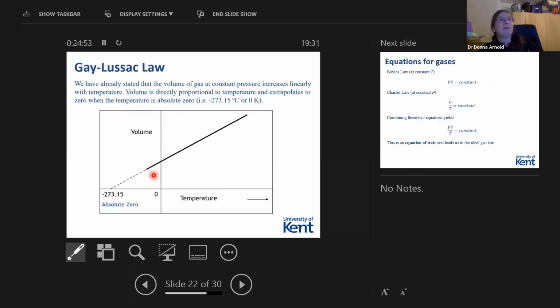So we can see here, we've already stated that a volume of gas, if we have constant pressure, will increase linearly. We showed that. So we know that volume is directly proportional to temperature. And if we plot volume against temperature, you can see we can extrapolate the straight line. And what we will get to is minus 273.15, which is absolute zero or 0 Kelvin.